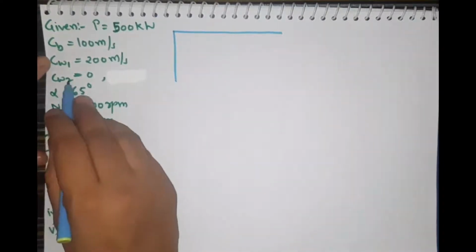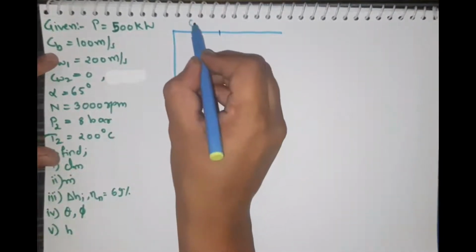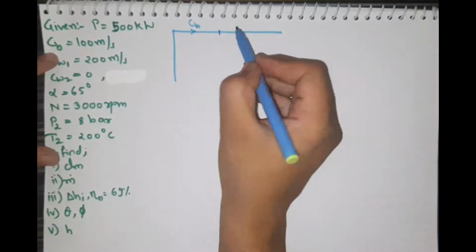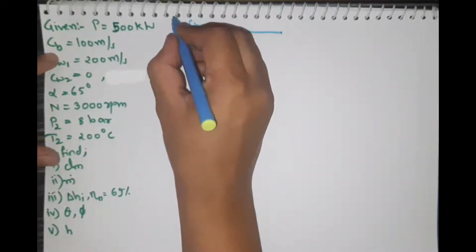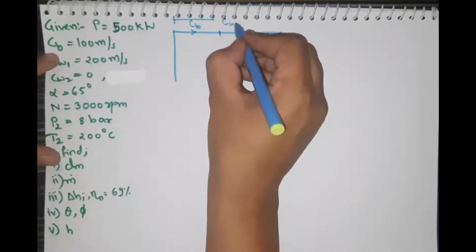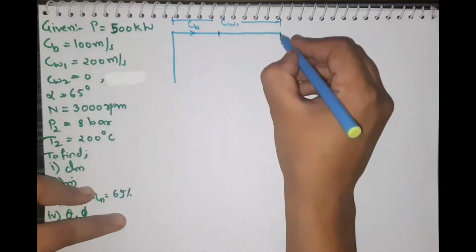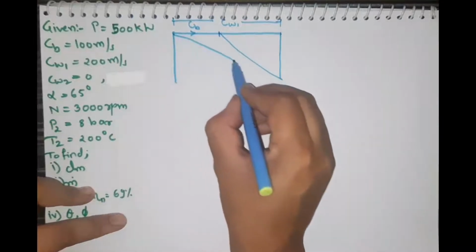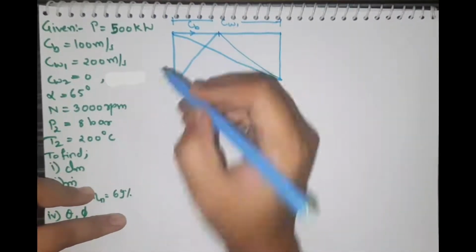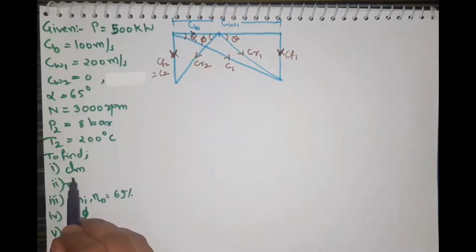As here CW2 is 0, that means this is CB, here is the CB, and this total distance will be CW1. CW2 is 0 means beta is equal to 90 degree. Now these are the given data, and let's start for the first one, that is mean diameter of the stage.